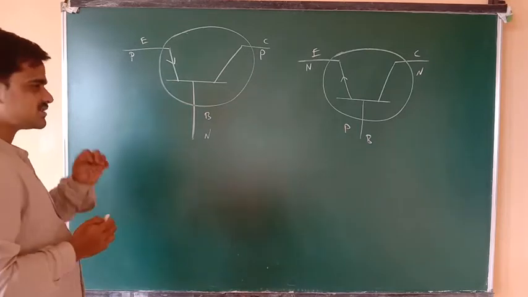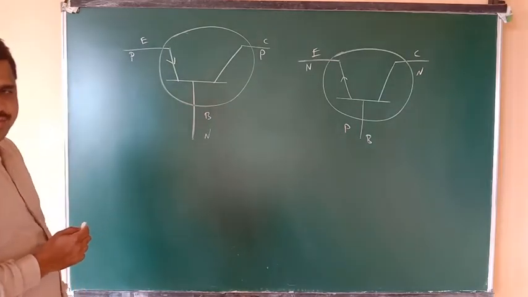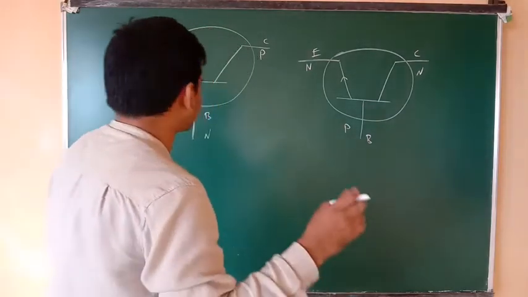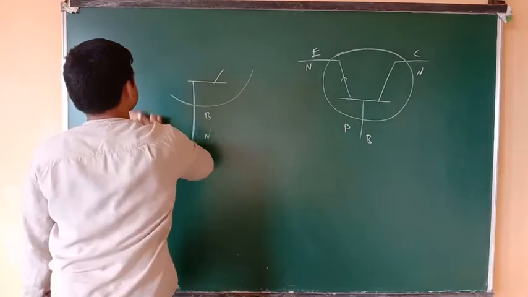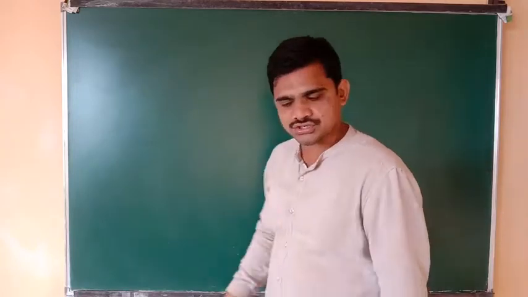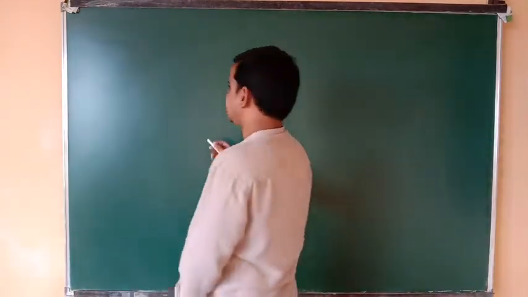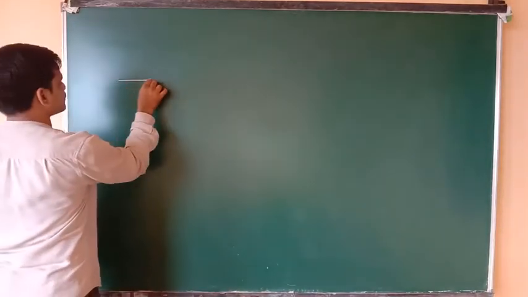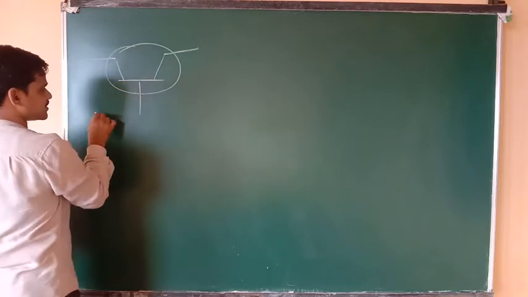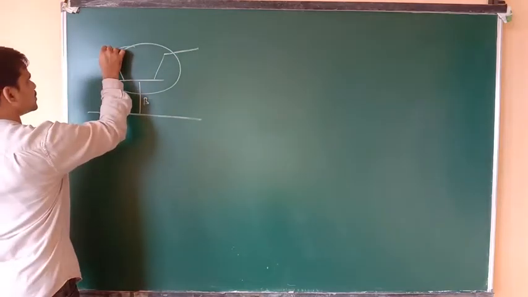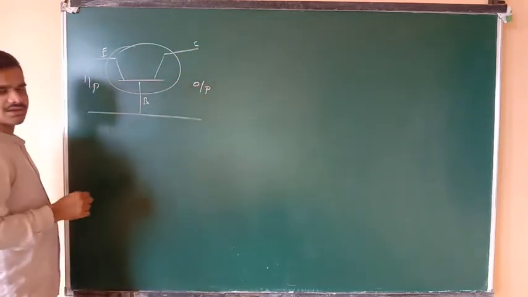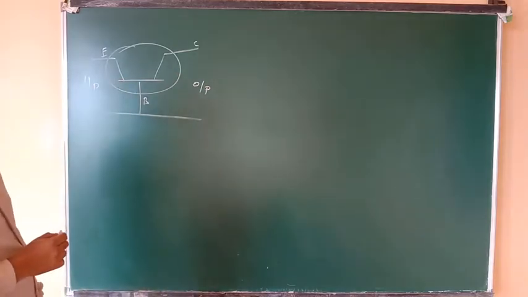After this, we have seen the common emitter configuration, and we have seen the different types of configurations: common base configuration, common emitter configuration, and common collector configuration. This is the common base configuration. Base is common for both input and output. In this situation, we can take this as a common base configuration.